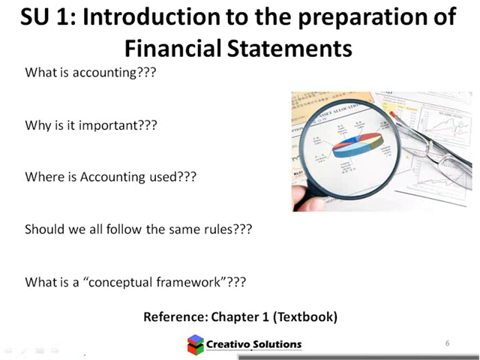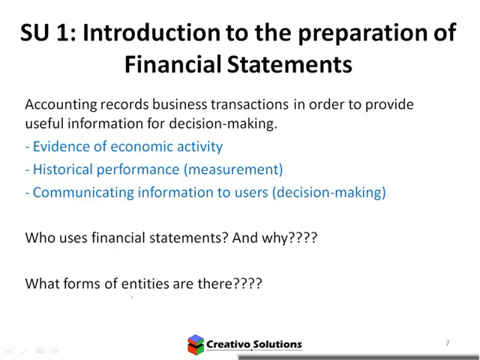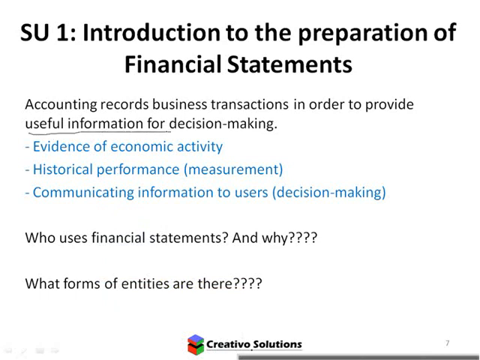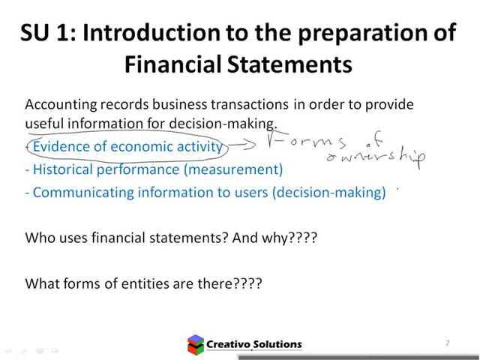Correct. All businesses use accounting. So do we need to follow the same rules? Yes, we do. When looking at accounting, this is key in terms of evidence of economic activity. All forms of ownership need to present information. It doesn't matter if you're a sole proprietor, partnership, CC, or company, you have to provide evidence to the owners and to other external parties.